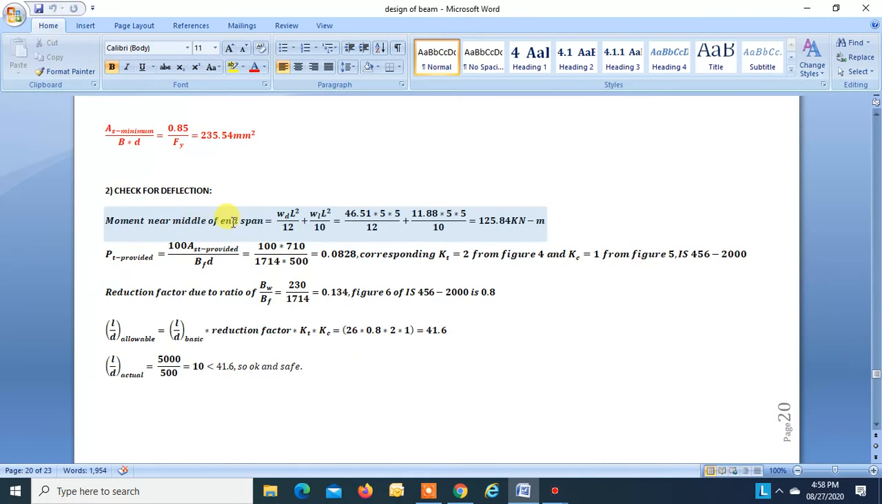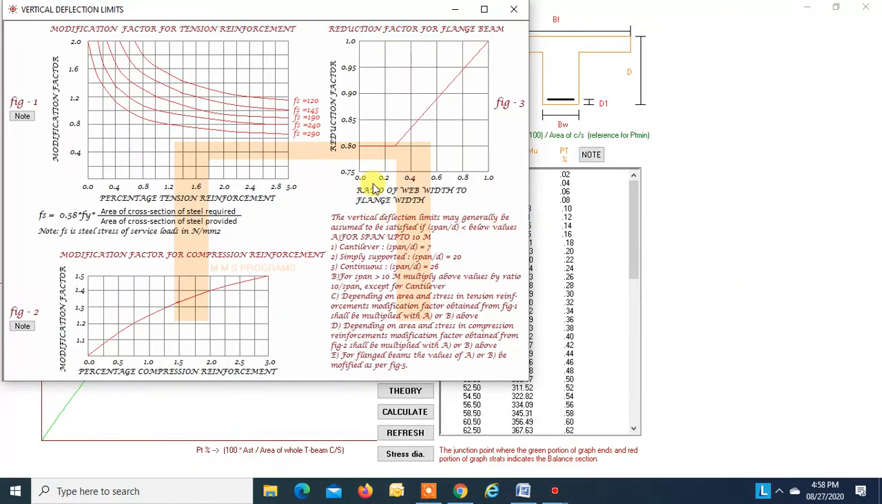Moment near the middle of the end span, that is T section, that is found to be 125. For PT provided over here, you have to take BF by D, so that turns out to be 0.0828. Corresponding KT is found to be 2 from figure 4 and KC 1, or from figure 5 of IS 456. BW by BF ratio is 0.134. So when the ratio is 0.134, we get reduction factor 0.8.